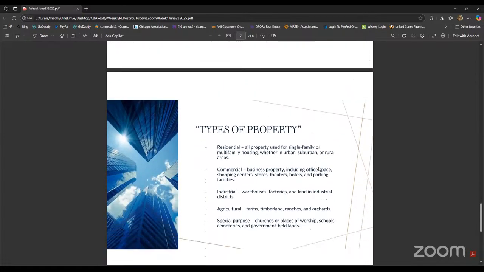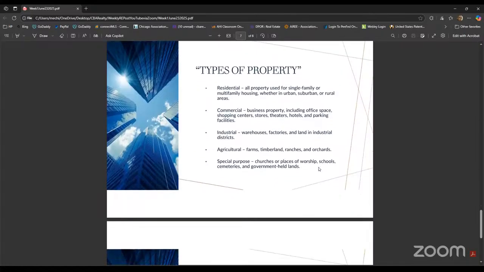Now we're going to go into the types of properties. These are the types of properties that we, the professionals, the licensees, the realtors, represent, either for a buyer or seller as a client within a real estate transaction. It should be types of real property, but I said types of property, and that's another glitch there. So, types of real property, because property needs something in front of it.